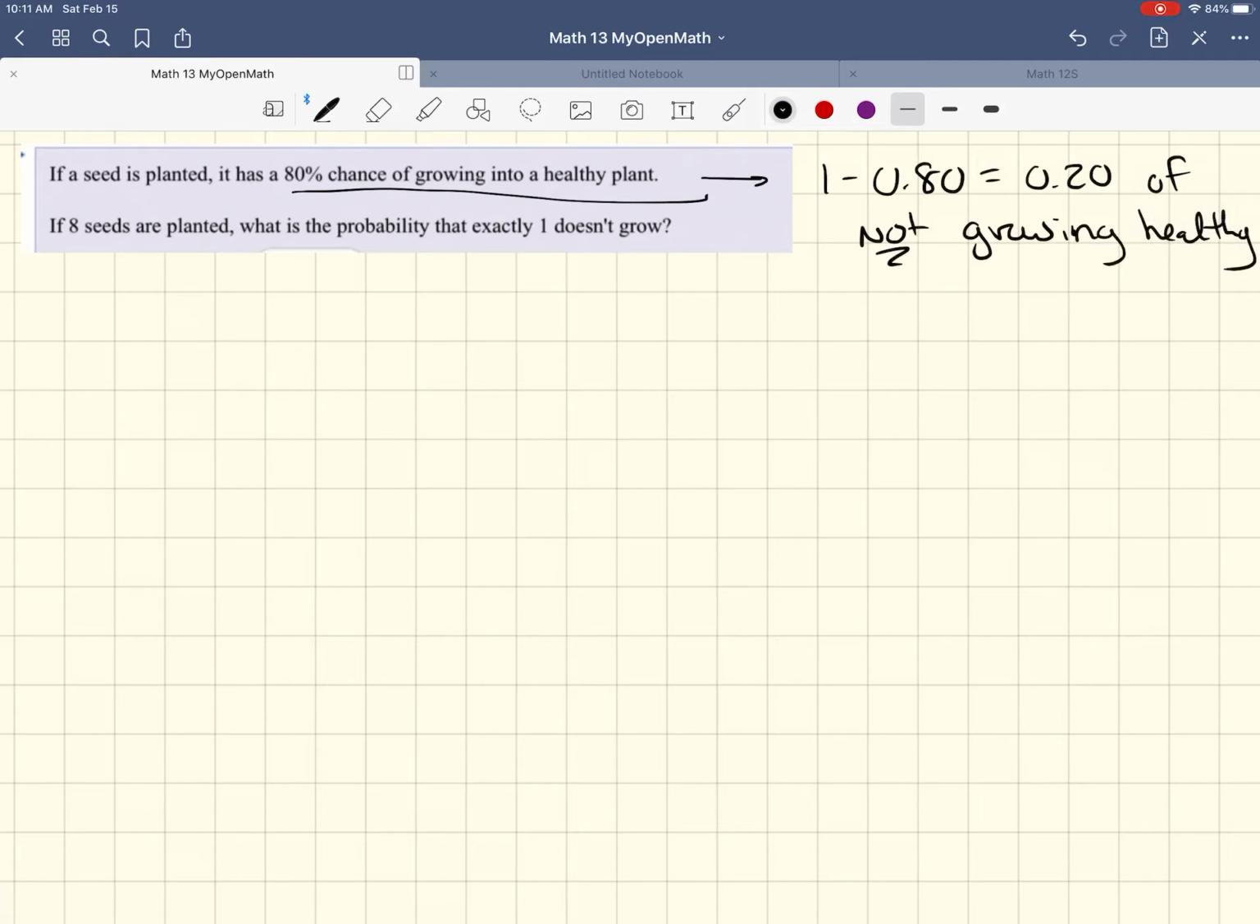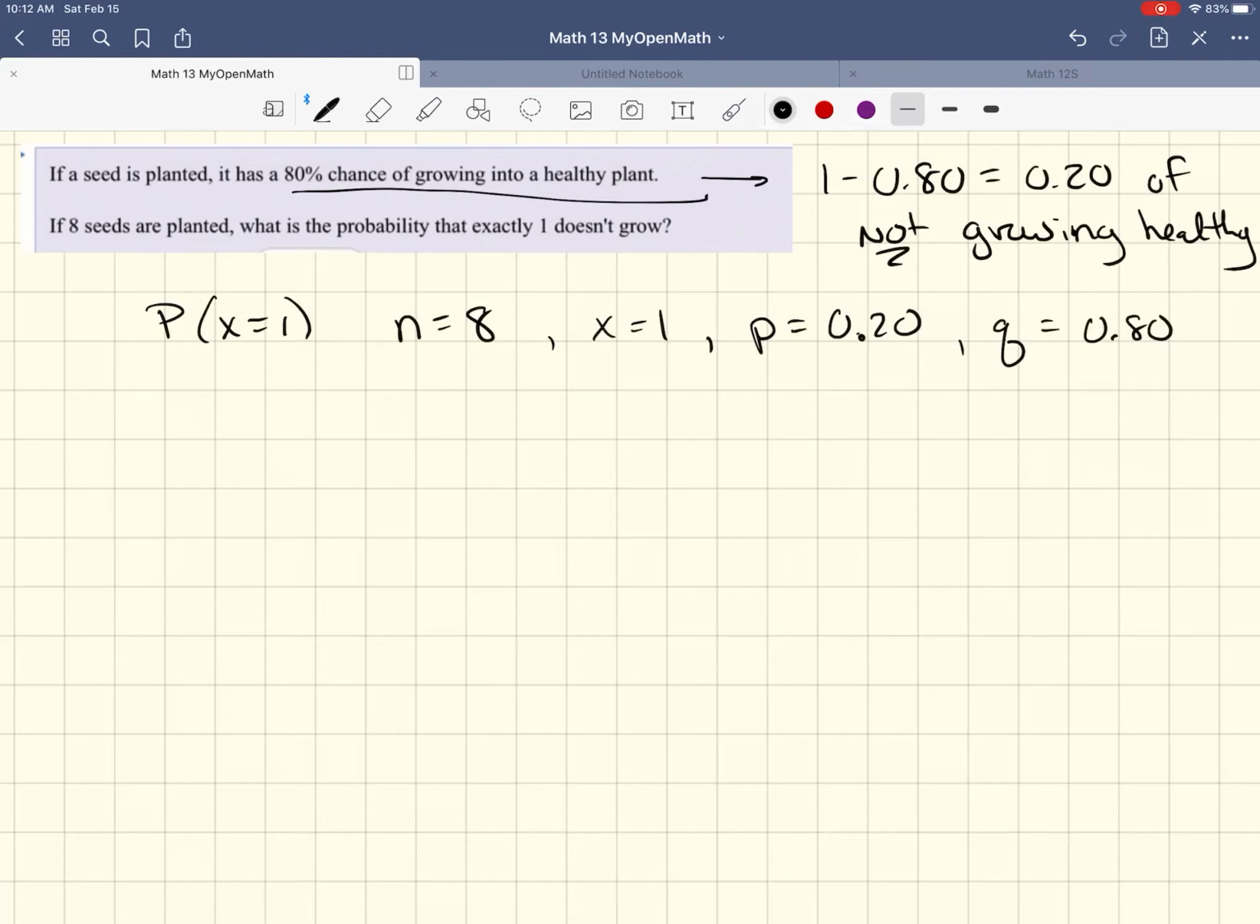So let's find this by doing the probability of one success, where a success is not growing into a healthy plant. And we'll use our binomial probability distribution here. So n will be the number of seeds. The random variable x will be 1. The probability that we have one not growing will be 20% chance. And that means that the probability of the complement of that, 1 minus 0.20, is 0.80.